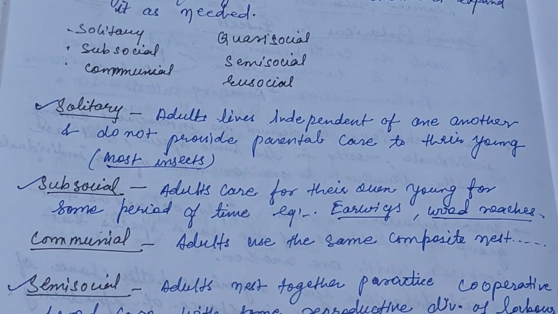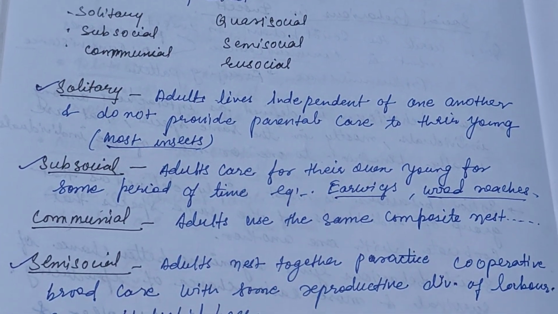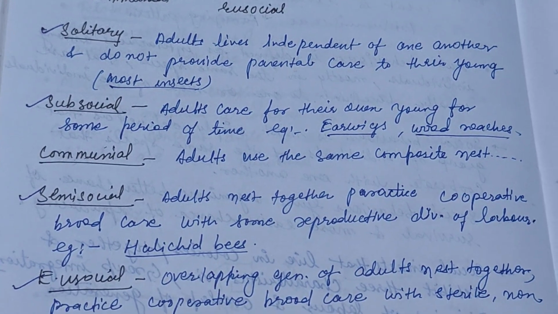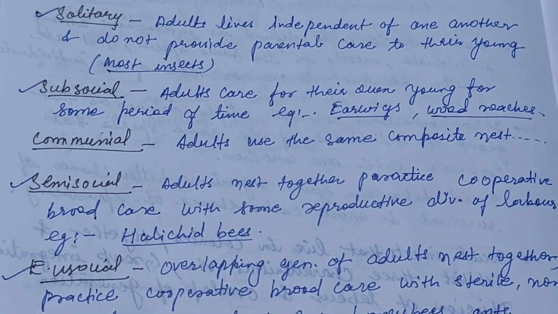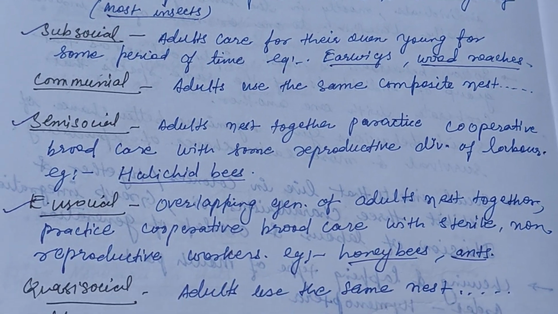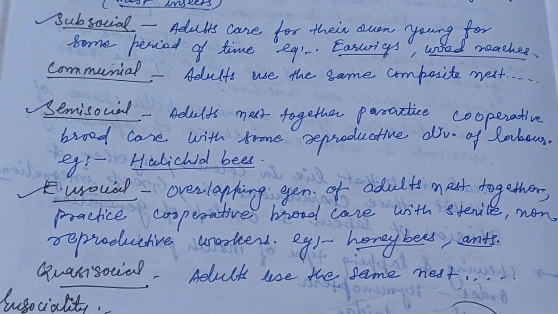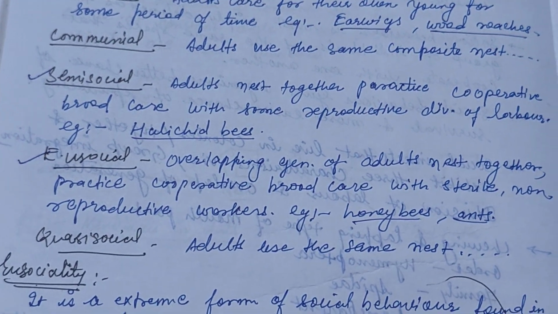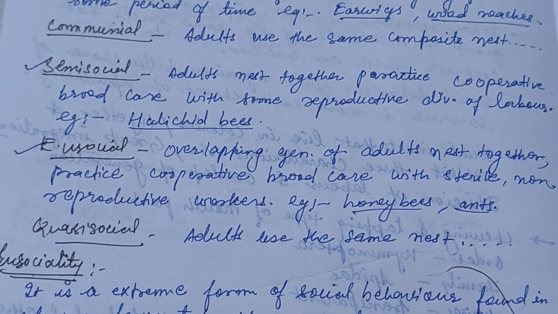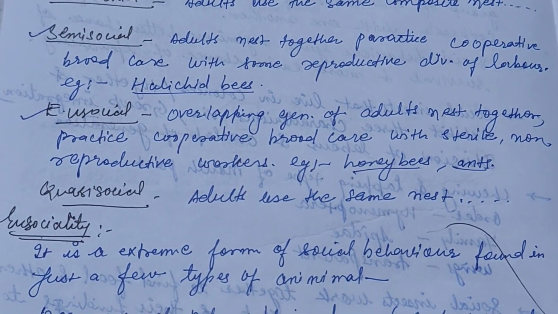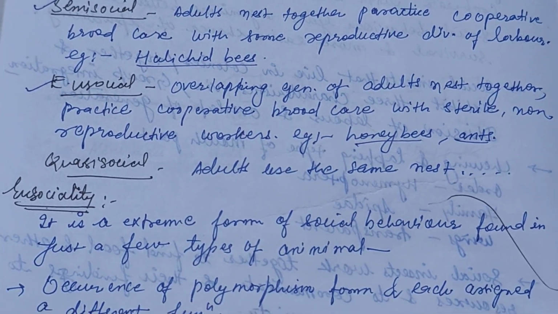It may be solitary, subsocial, communal, quasi-social, semi-social, and eusocial. Solitary is seen in most insects. In subsocial, adults care for their own young for some period of time. Examples are the earwigs and roaches. Communal means adults use the same composite nest. Semi-social means the adults nest together and practice cooperative brood care with some reproductive division of labor.